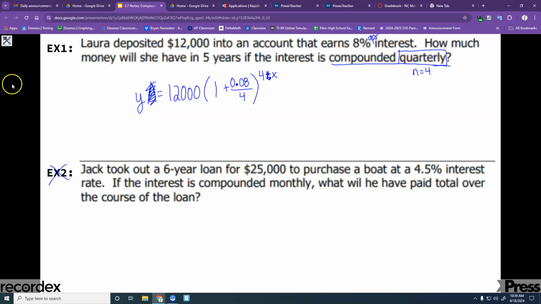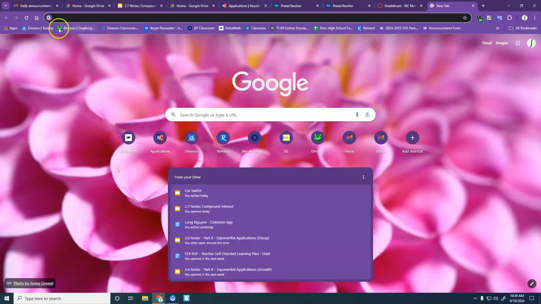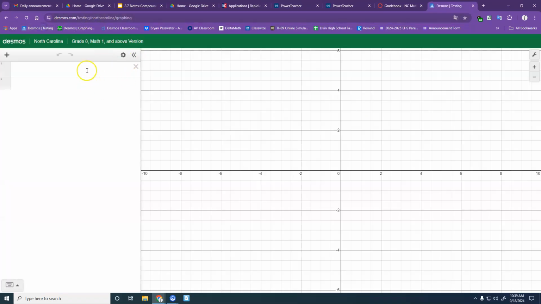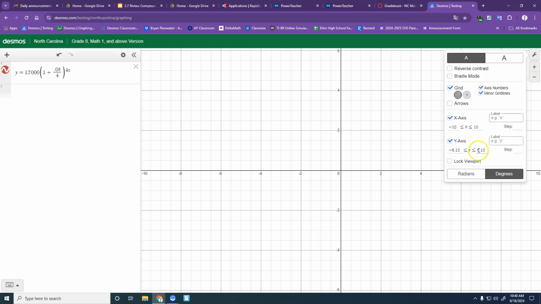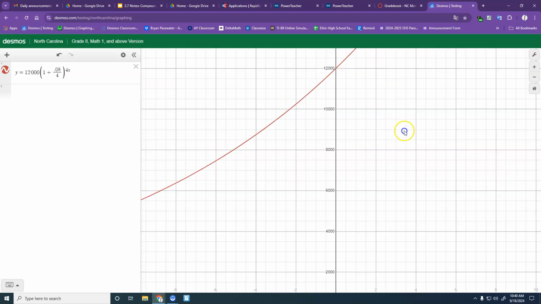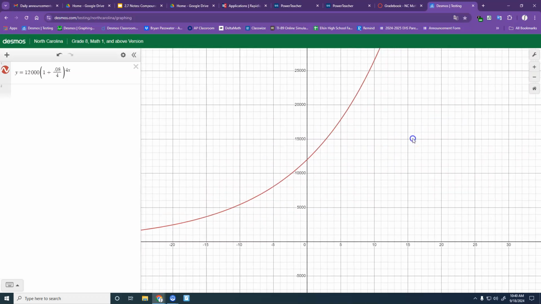Yeah, I can. Alright, so if we go over here to Desmos, and we type in that equation that we just made, y equals 12,000 times 1 plus 0.08 divided by 4, all raised to the 4x, okay? I can't see it right now, but it's $12,000, right? So I need to go over here to my y, make it at least $12,000.